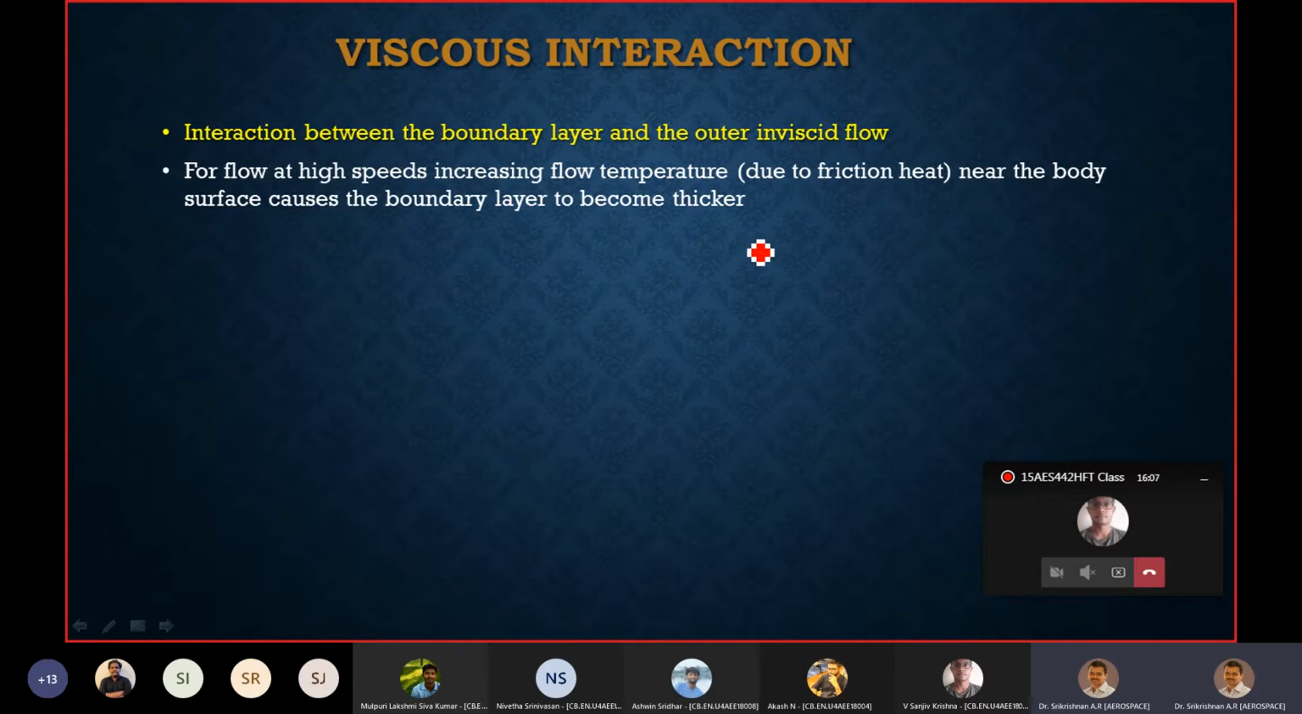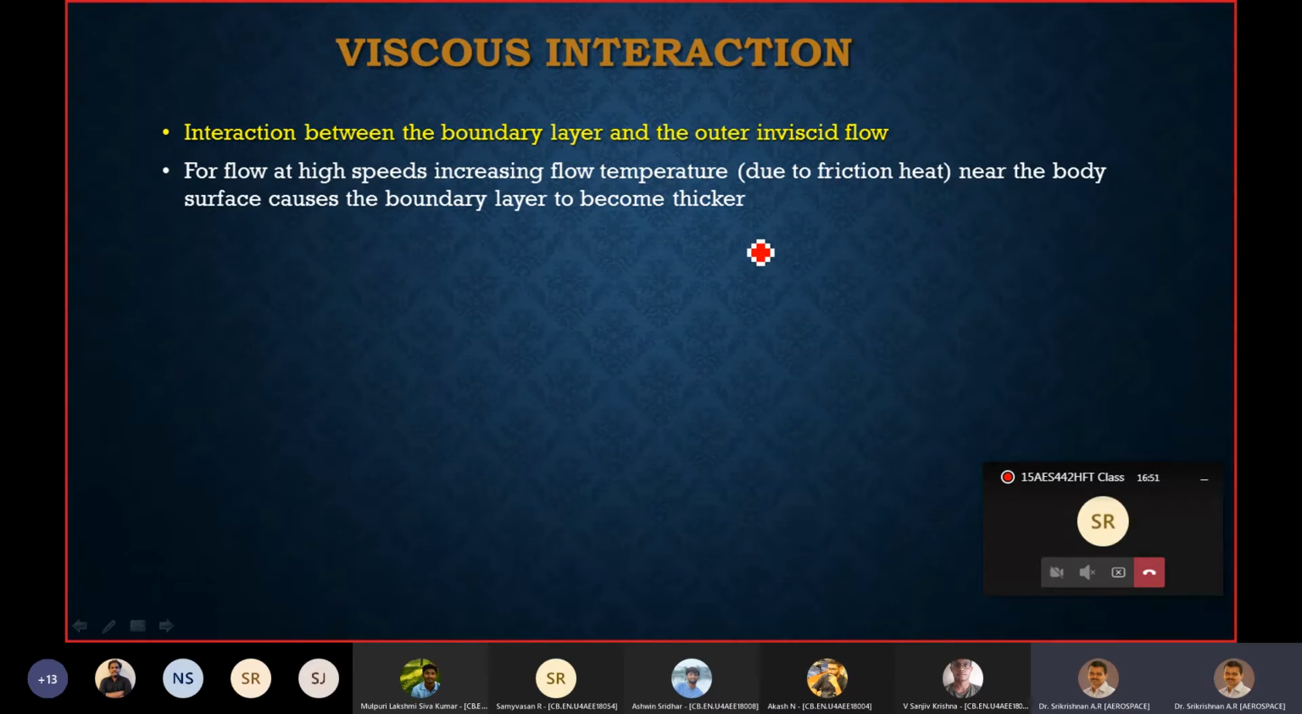So because of the increase in temperature, what happens to the viscosity of gases when temperature increases? Anybody, please? When you have a gas, when you heat it, what happens to the viscosity of it? Increases. Viscosity increases. For gases, viscosity increases. For liquids, viscosity reduces with increase in temperature. So as the air, the stream is coming at a high velocity, it has higher temperature near the wall, and because of this, the viscosity increases.